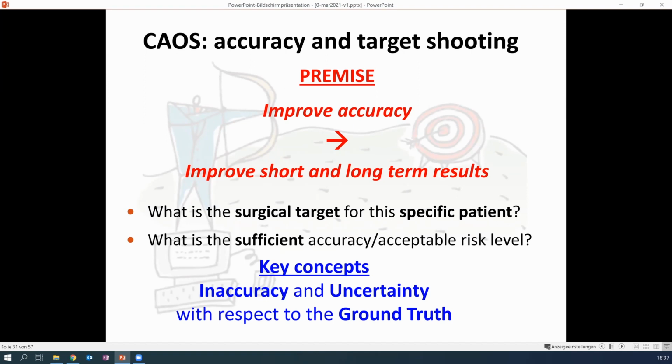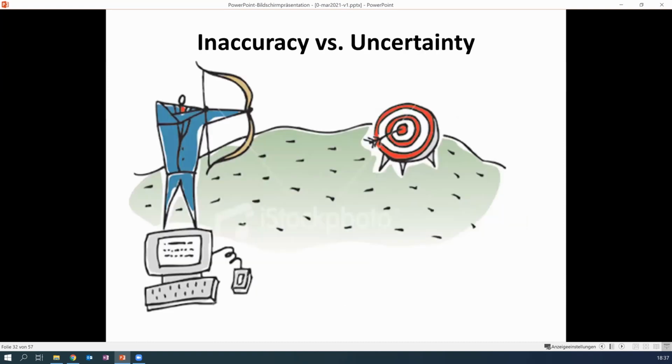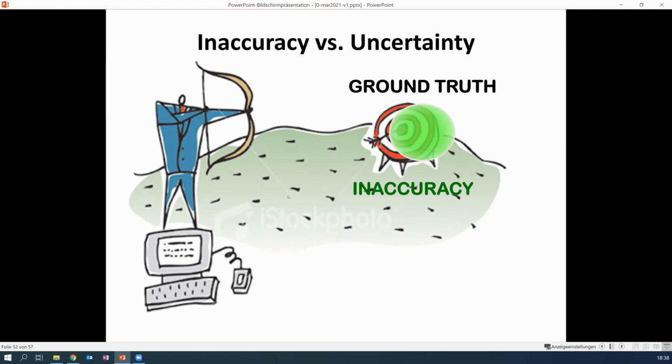And this really has to do with the two key concepts of inaccuracy and uncertainty with respect to the ground truth. So let me show you this in a very graphic way. Let's say you're shooting at the target and you've defined your target and the zone. Let's say this is what is defined by some higher intelligence. This is the ground truth. We don't know what that ground truth is, but we can estimate what goes around. Now, let's say you have some way of shooting and there is a certain inaccuracy in this instrument, right? You have the bow and the archer, and you're shooting there. But this has only to do with the archer and the instrument.